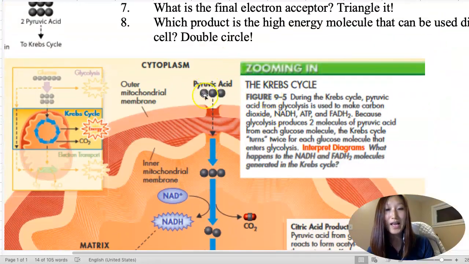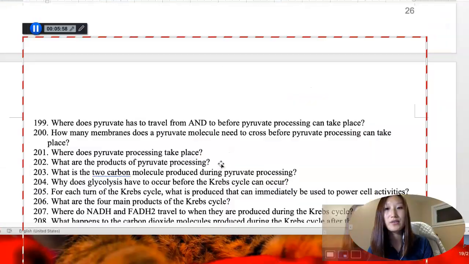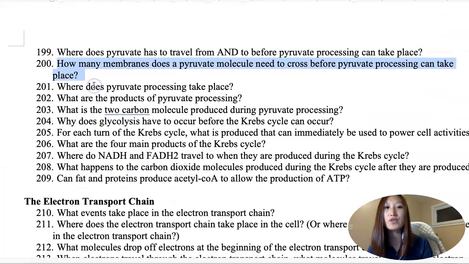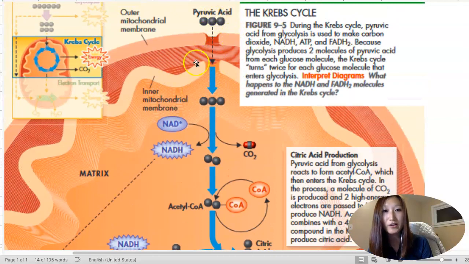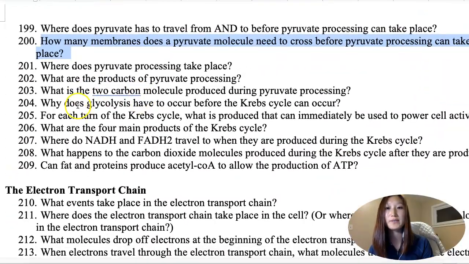Where does pyruvate have to travel from and to before pyruvate processing can take place? Again, it has to travel from the cytoplasm into the mitochondrial matrix before this actual processing can take place. So I have to transport the pyruvate. How many membranes does it cross? It crosses 2 membranes, the outer membrane and the inner membrane. So the pyruvate has to go through the outer and the inner in order to enter the mitochondrial matrix.